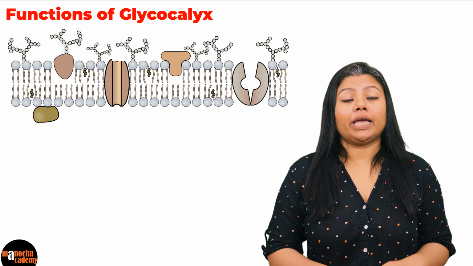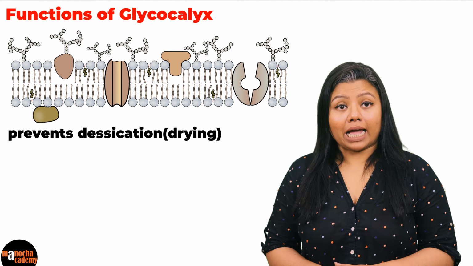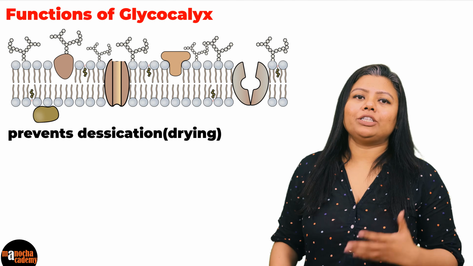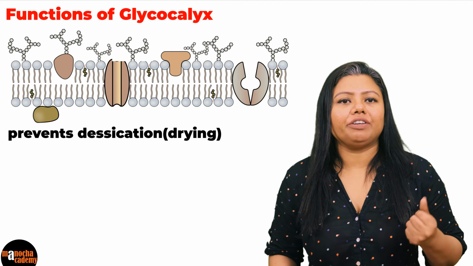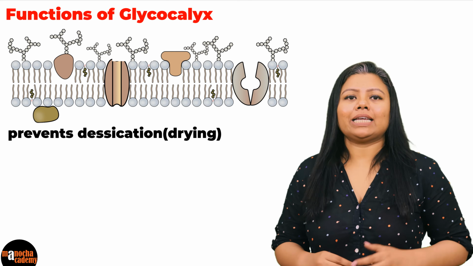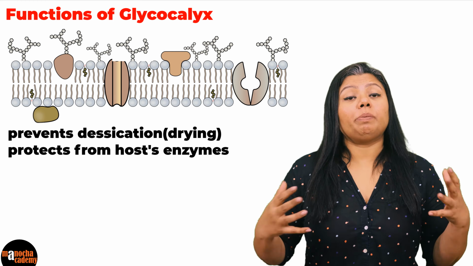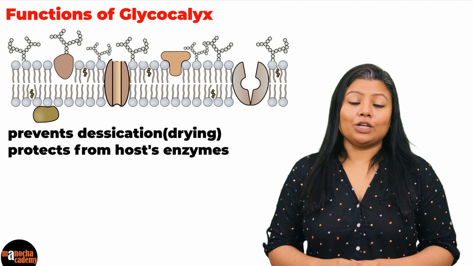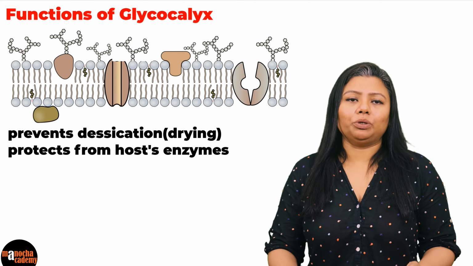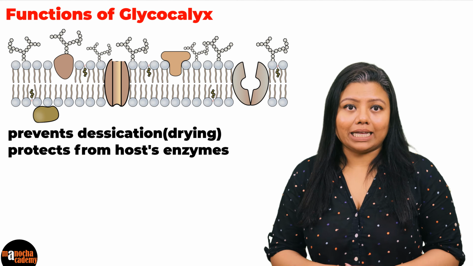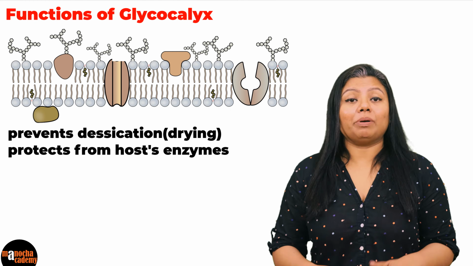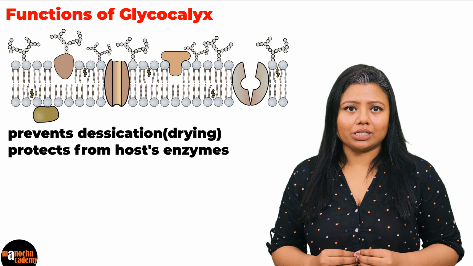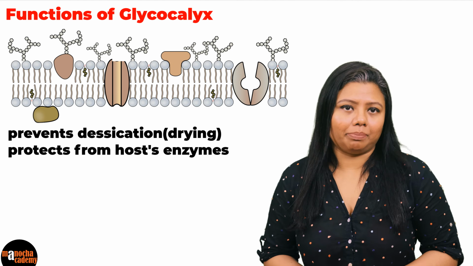First and foremost, it prevents desiccation. That is, it prevents the bacterial cell from drying up because mucilage itself is a slimy, watery fluid. Second, it helps the bacterial cell to be protected from the harmful enzymes of the host. So as a host, my body would like to kill a bacterial cell that has entered into my body. But if the bacterial cell wants to be protected from my enzymatic actions, the glycocalyx will help.